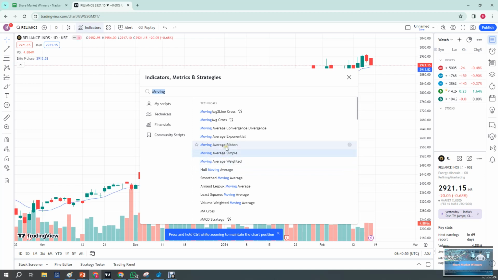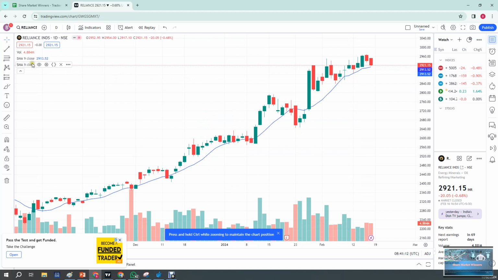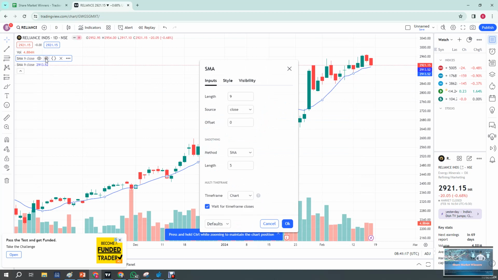If you go and click on simple moving average, it will automatically be added here. By default it will come with 9. You have to add two simple moving averages. In that, you can go to the settings. This is the settings box where you can set up the length. Length is nothing but the number of days. It is 9 days of candlesticks which it will take as the length.